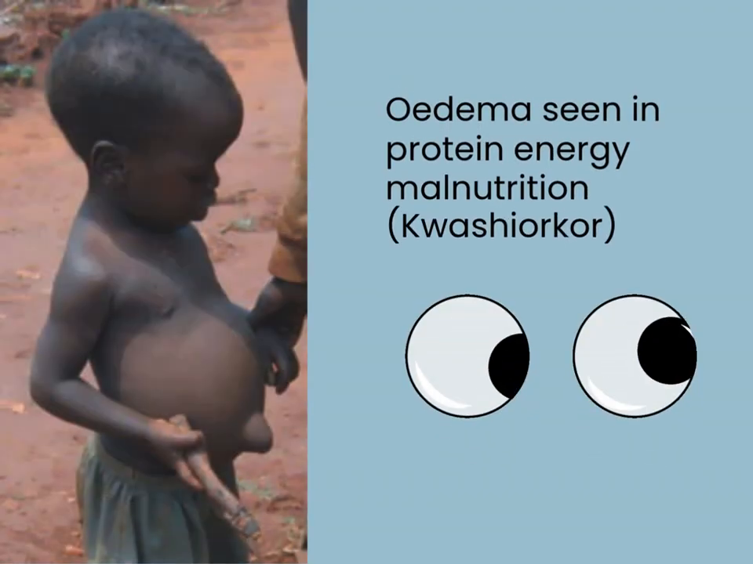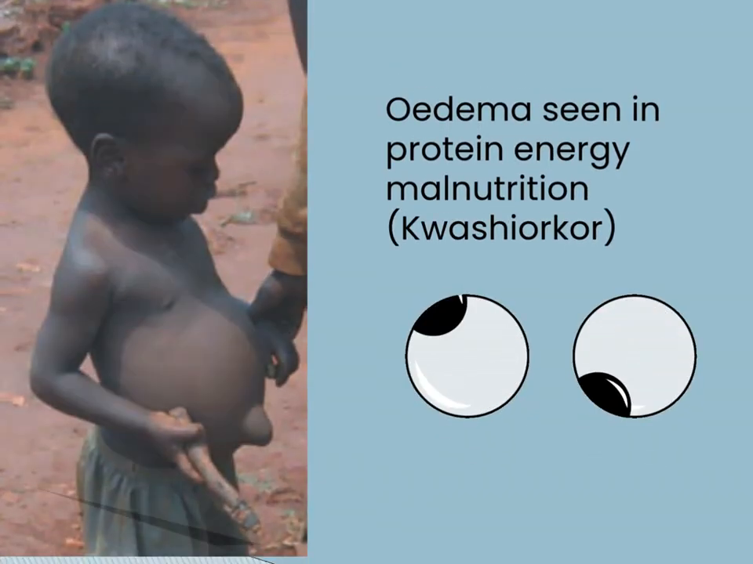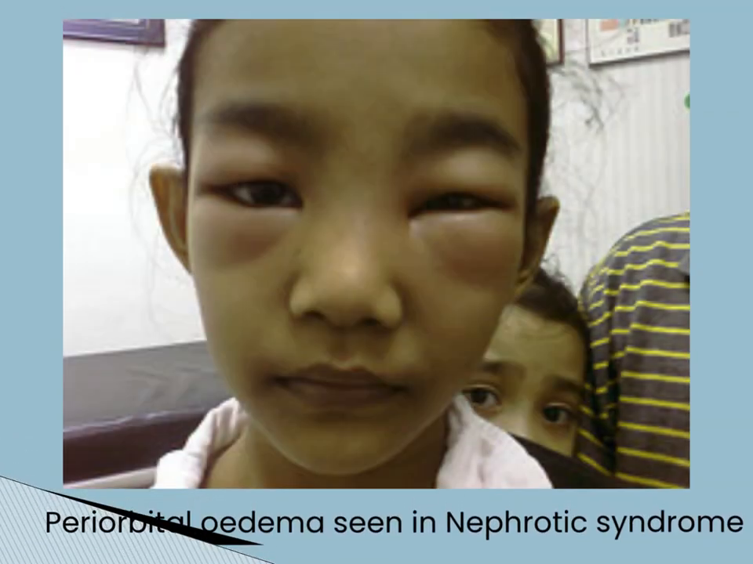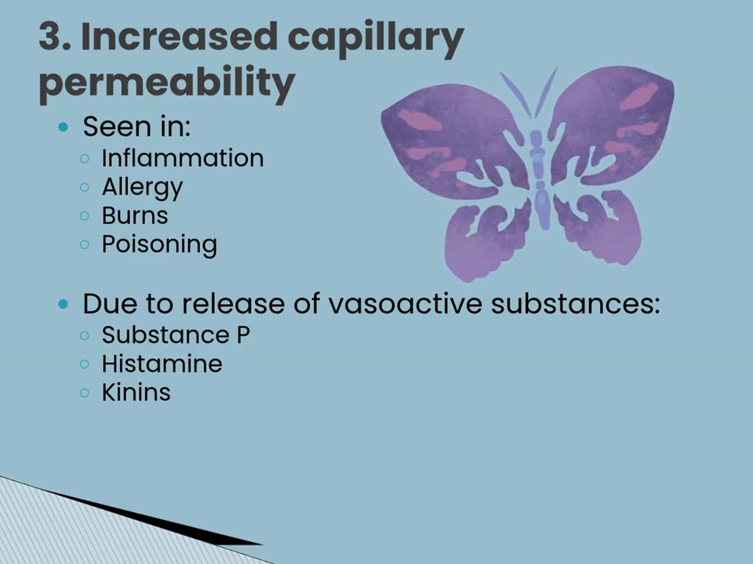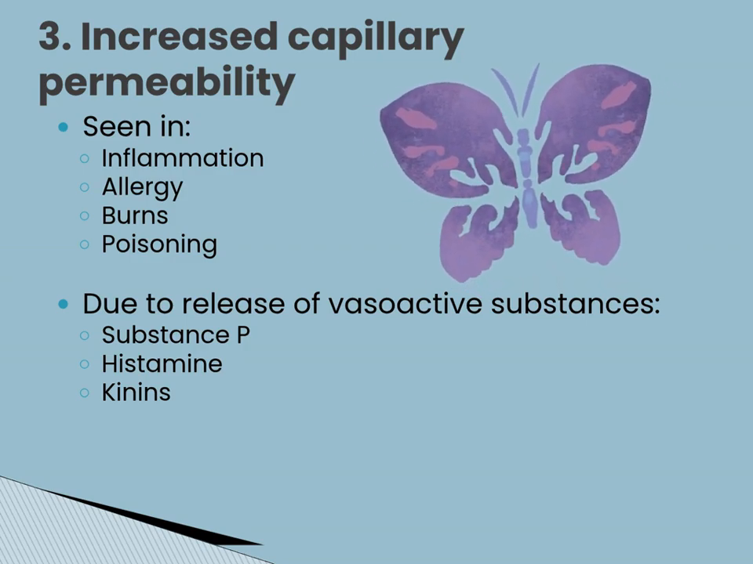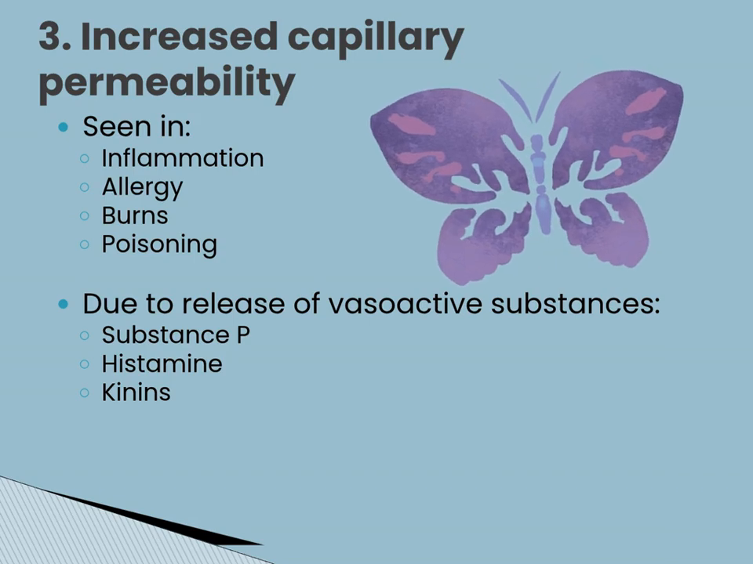Look at these pictures. Edema seen in protein energy malnutrition, kwashiorkor. Periorbital edema seen in nephrotic syndrome. Increased capillary permeability is seen in burns, allergy, mainly due to release of vasoactive substances such as substance P, histamine and kinins.